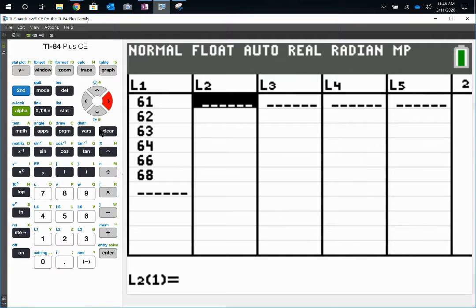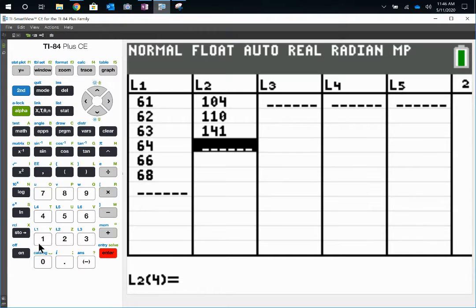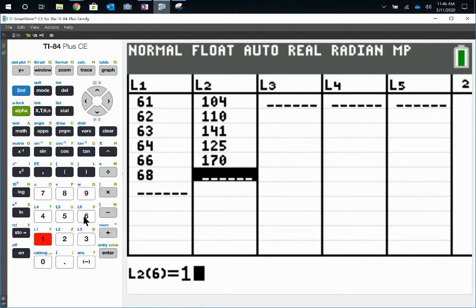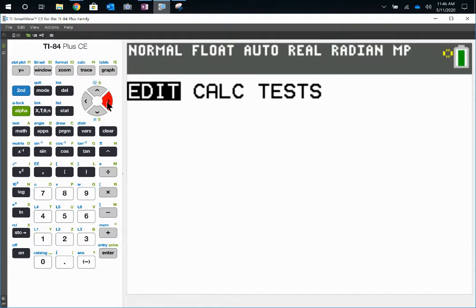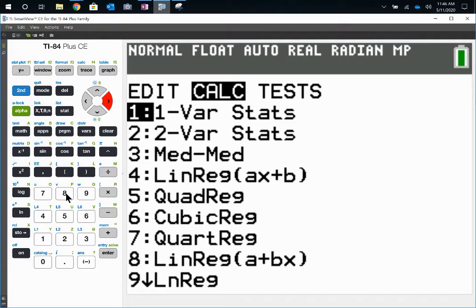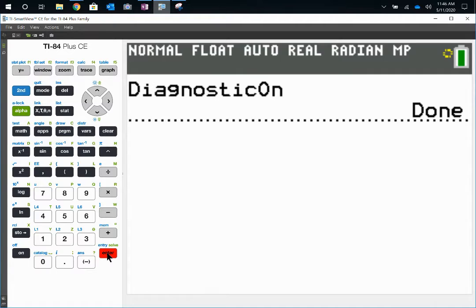And then for my second list, I'm going to put in the weight, 104, 110, 141, 125, 170, and 160. Okay, press stat again, calculate, and select number 8. And keep pressing enter. It will do the calculation for you.